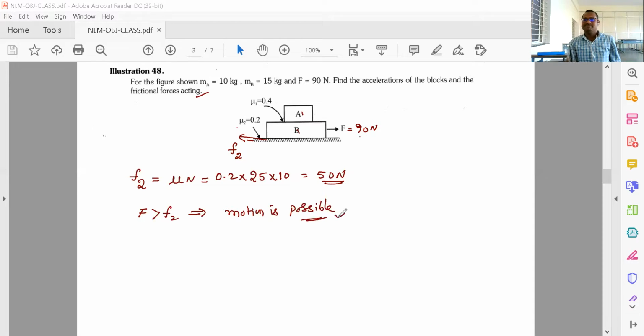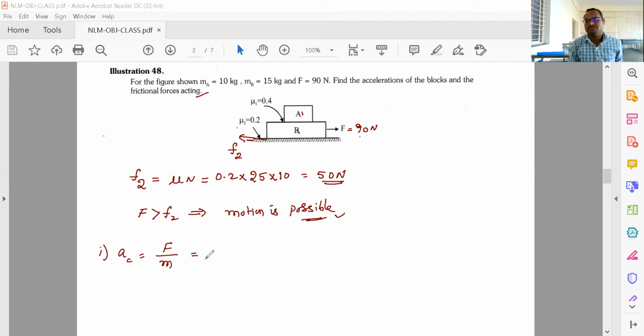Clear, students? These blocks A and B will move, but whether they will move together or not is still not confirmed. That we need to find. So first, we need to find the common acceleration. Common acceleration is pulling force divided by net mass.